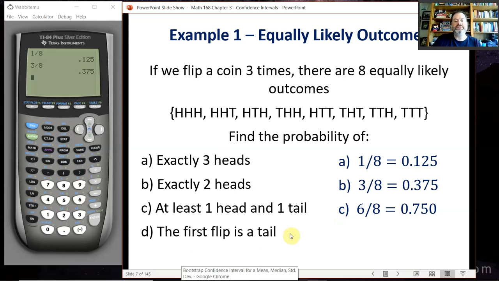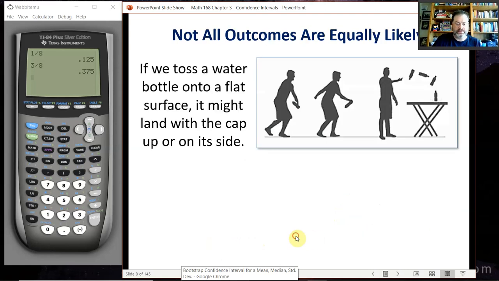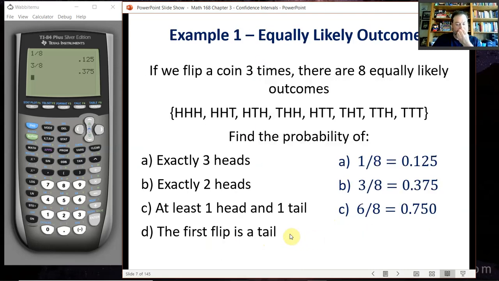And again, you can see that we can ask these questions in wacky ways, like the first flip is a tail. What's the probability that the first flip is a tail? Well, you can see tail, tail, tail, tail. There's 4 of them, so it's 4 out of 8. So this is just an introduction. We're counting the number of outcomes, dividing by the total. One thing you're going to realize, and this is different than what we did in Chapter 2, is the denominator will always be the total.